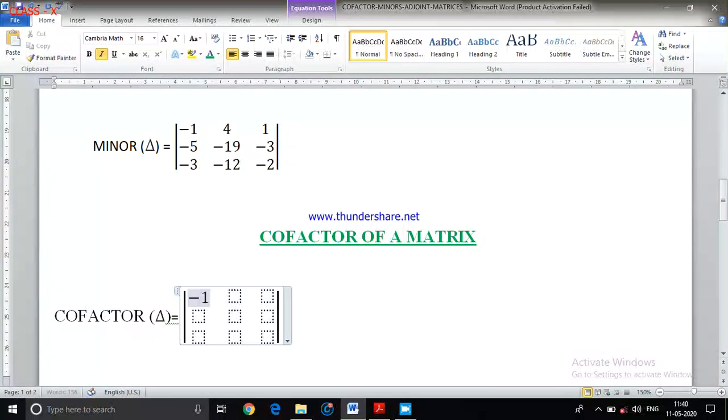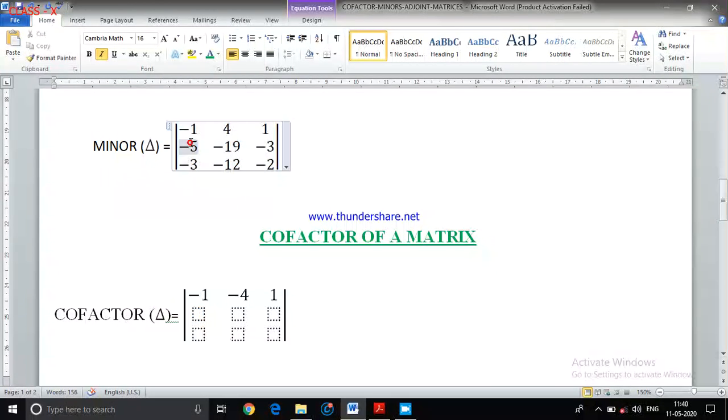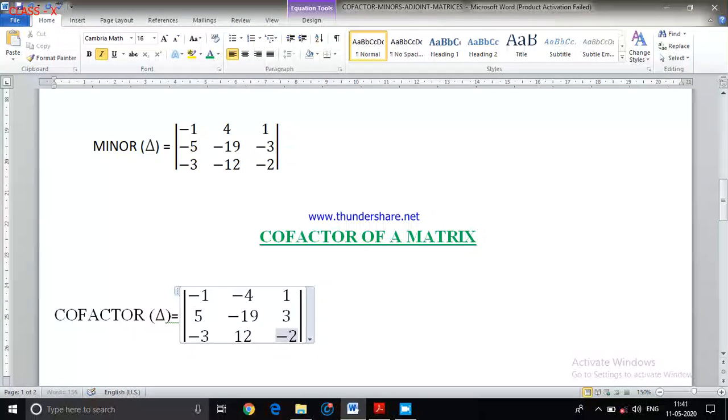Here minus 1 will remain same. The second number, here it is plus 4, if you see. So here it comes as minus 4. Rest element 1 will remain as 1. Next, minus 5 is there in the minor matrix here. You have minus 5, so when it comes here it will become plus 5. And here it will be minus 19. And here minus 3 will become plus 3. Then this minus 3 will remain as is. This minus 12 will become plus 12 and this will be minus 2.